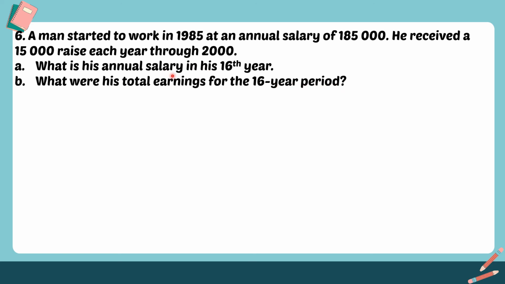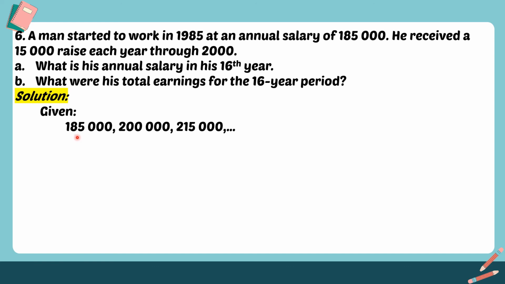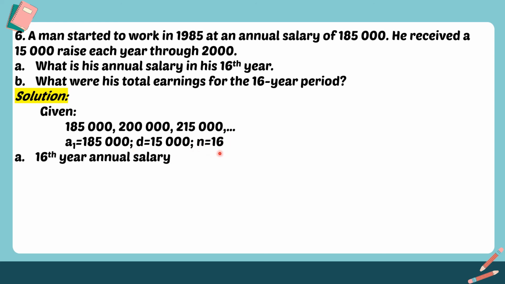So, solve na natin yung salary niya sa kanyang 16th year using a sub n. Pero ang given natin first is 185,000, sunod 200,000, sunod 215,000 dahil nag-i-increase tayo ng 15,000 per year. So, ang a sub 1 is 185,000. Ang common difference ay 15,000. Ang value ng n ay 16.